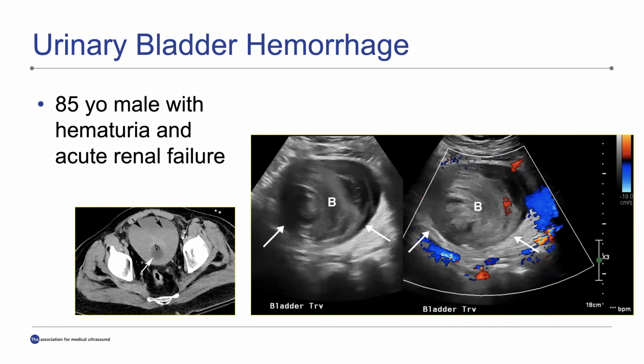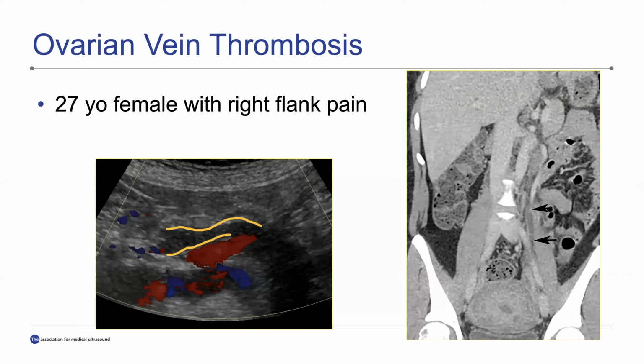Here's an 85-year-old male that presented with hematuria and acute renal failure. And here we have a sonogram at the level of the bladder showing all this echogenic material. This is all blood clot, distending the bladder, which we see as well on the CT scan as an area of increased density, and increased echogenicity on the ultrasound, in a patient that has spontaneous bleeding from the kidneys filling the bladder. This was another unusual manifestation of the COVID infection.